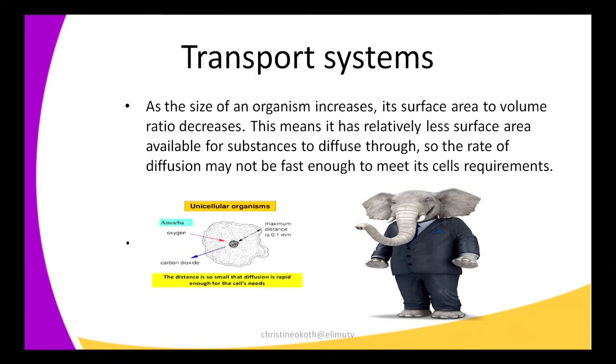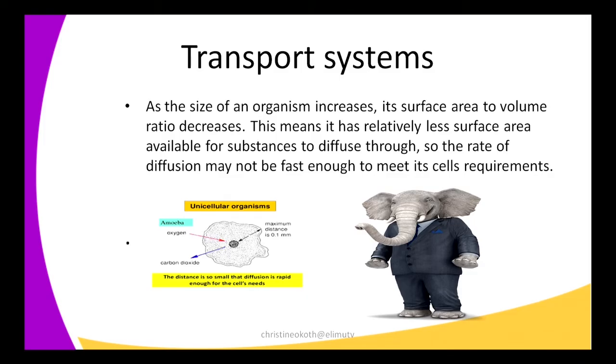For example, we have the structure of a bacterium. If you look at it, the surface area to volume ratio here is high. So it means that the cell is in a position to exchange materials inside and outside at a very fast rate, because the distance is so small that diffusion is very rapid and enough for the cell's needs.